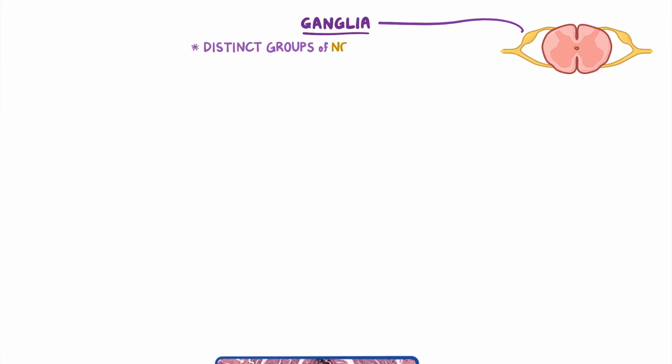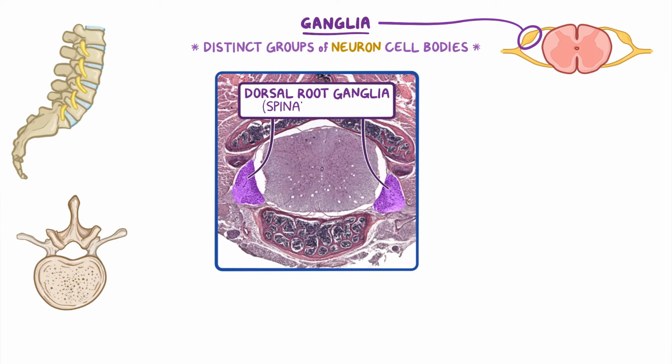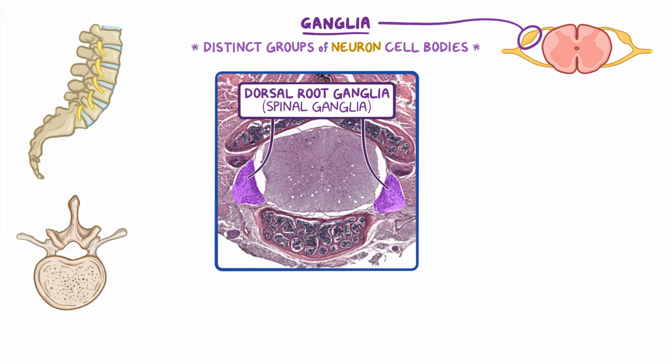Alright, let's move on to the ganglia, which are distinct groups of neuron cell bodies found outside of the CNS. This low-power image of the spinal cord shows portions of the dorsal root ganglia or spinal ganglia on each side of the spinal cord as they pass through spaces between vertebrae called the intervertebral foramina.